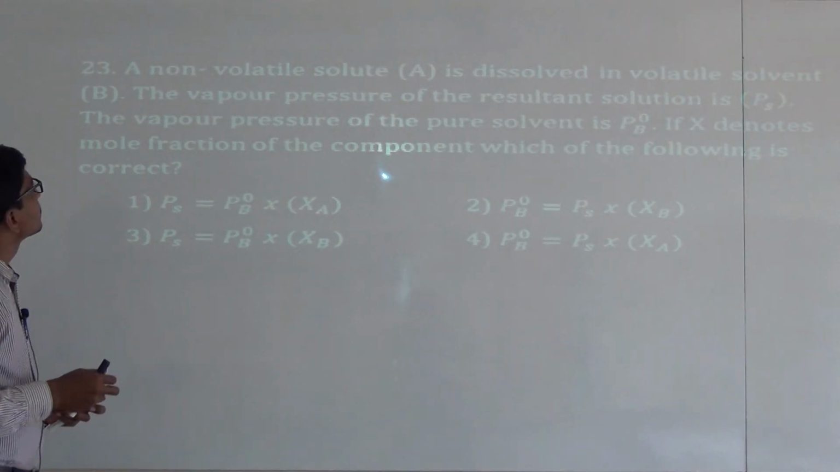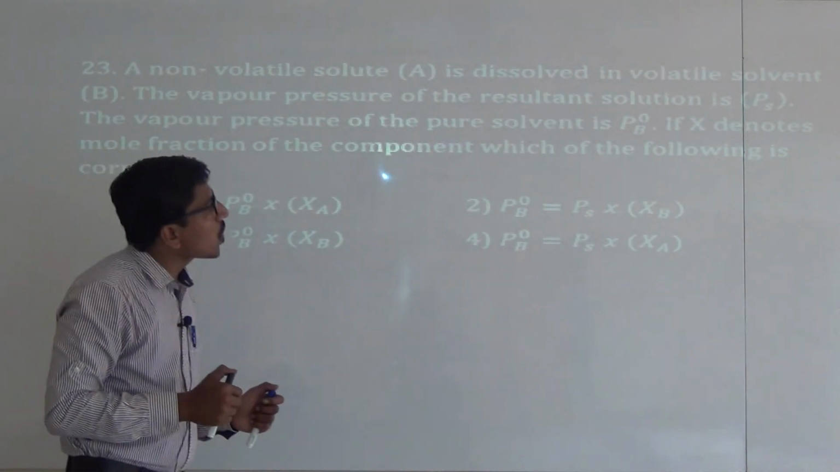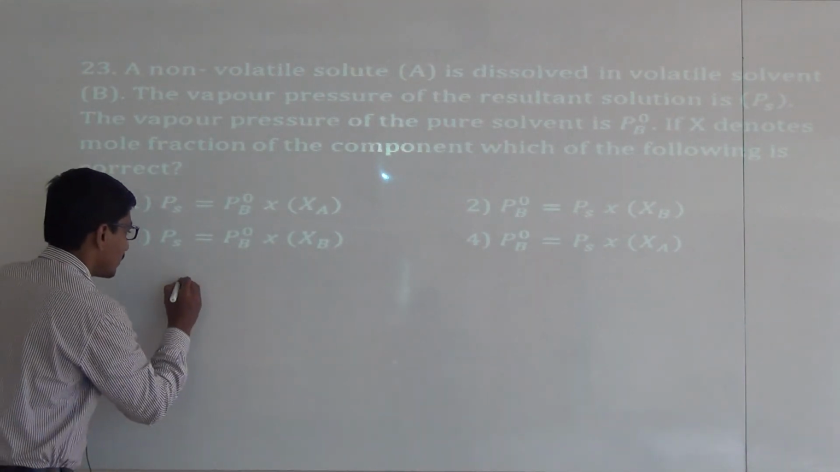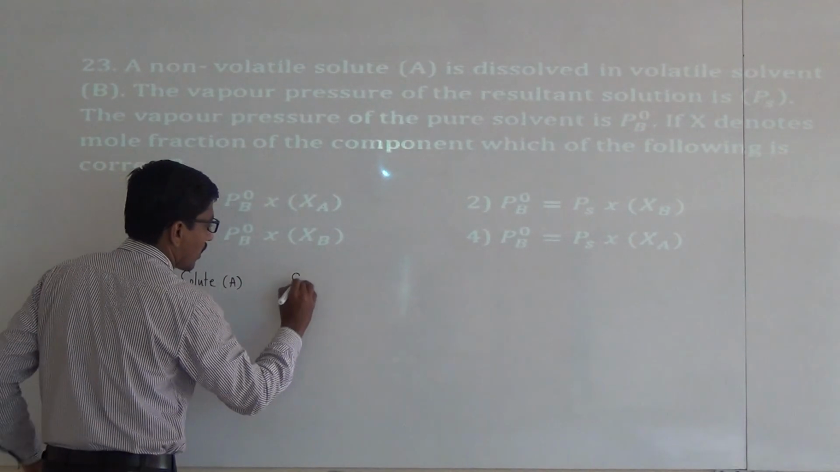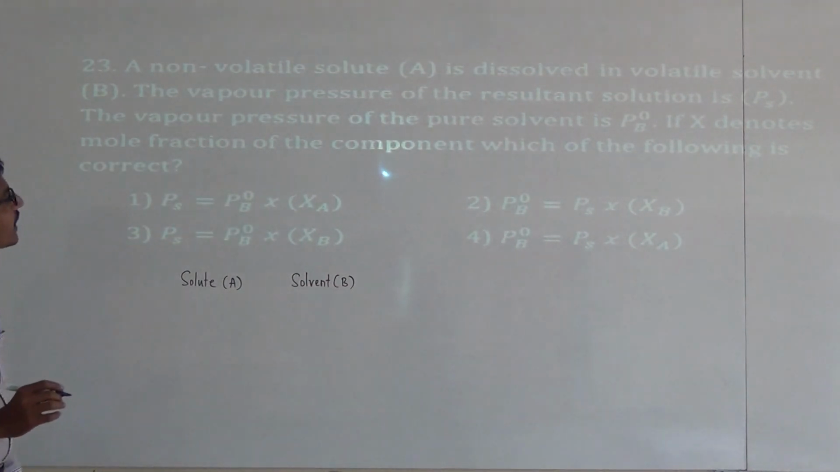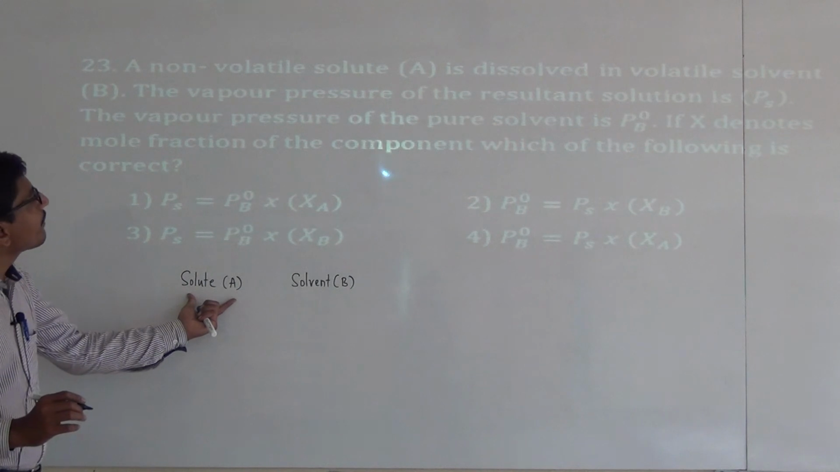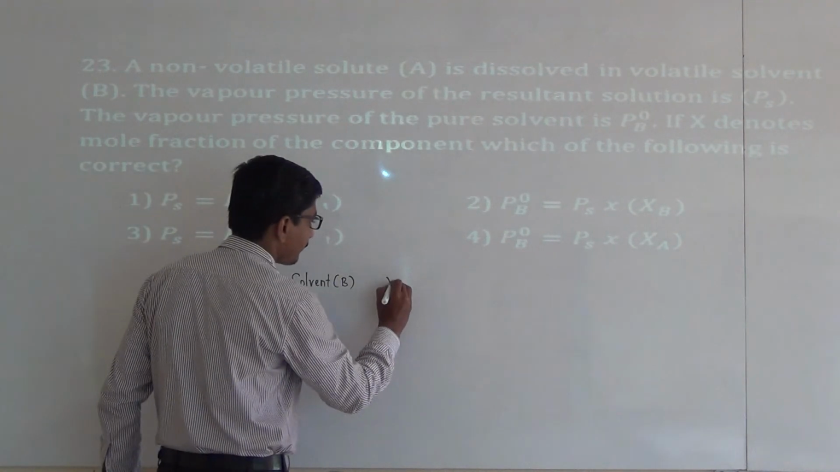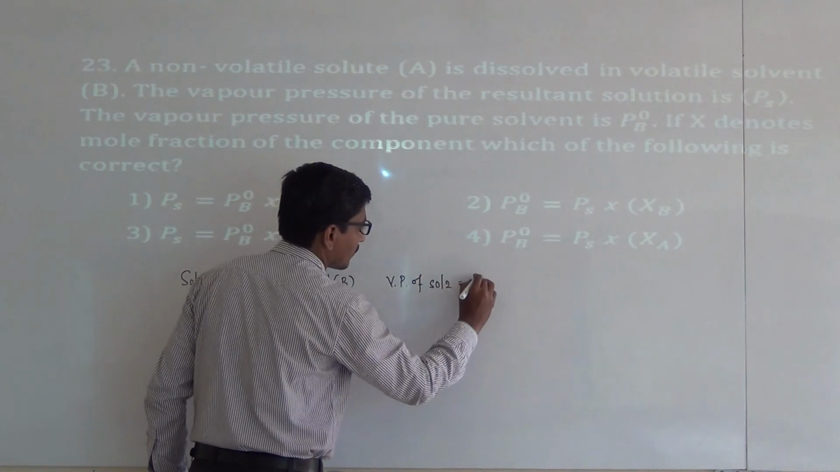Next question is, a non-volatile solute A is dissolved in volatile solvent B. There are two components. Solute component is A, solvent component is B. A non-volatile solute A is dissolved in volatile solvent B. The vapor pressure of the resulting solution is Ps.